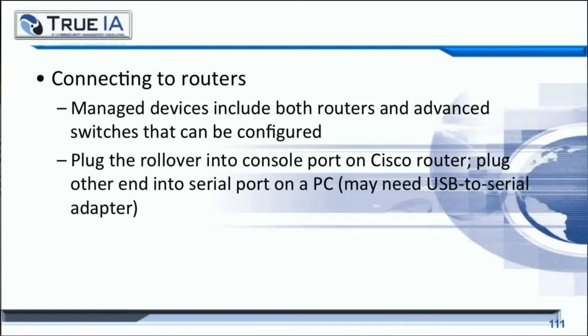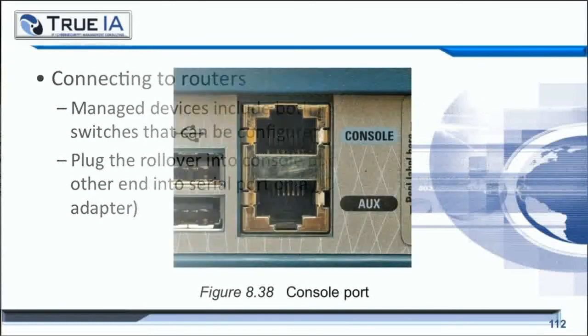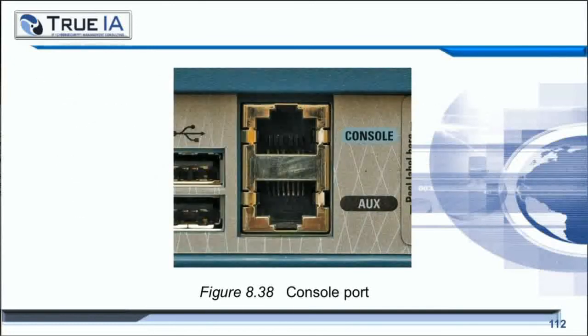Plug the rollover cable into the console port of the Cisco router, and then plug the other end into the serial port of a PC. However, as you can imagine, with most modern PCs, you may need to use a USB to serial adapter. The console port on the router is marked console, and it's somewhat color-coded. It usually is the same color as the Cisco console cable, a light blue.